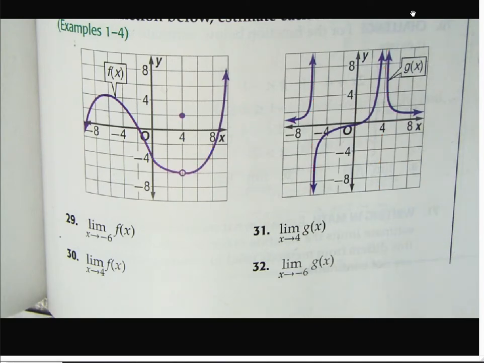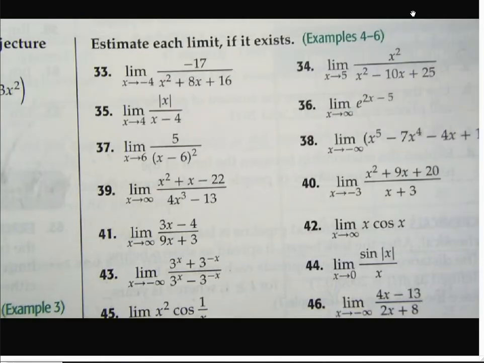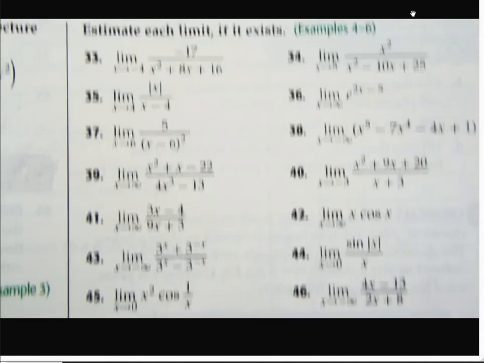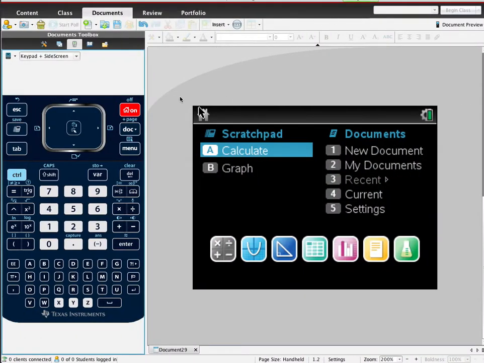All right. Next type of problem. Jump up to 33. It's going to be difficult. 33. We want the limit as x approaches -4 of -17 divided by x squared plus 8x plus 16. So what do we want to do to attack this? Plug it in. Write it down. We want to graph it. So I'm going to go graph it.